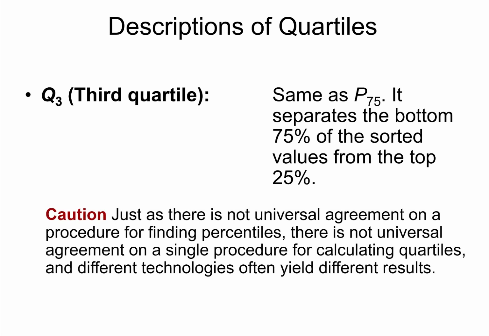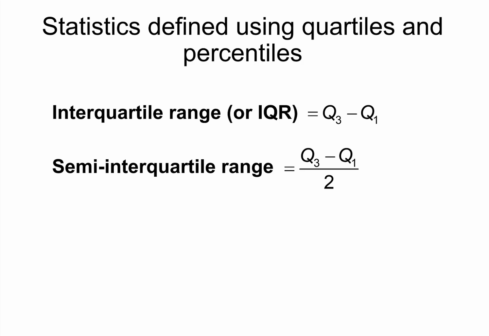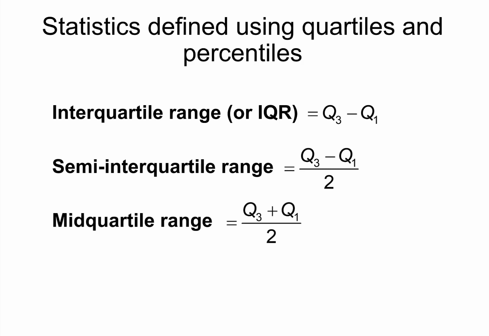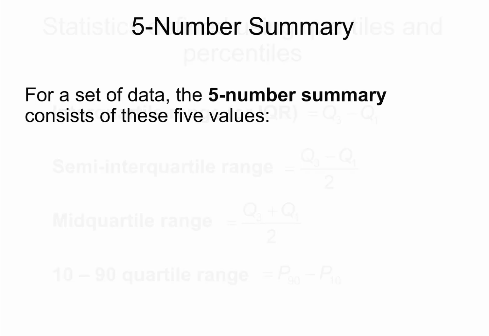And there's no universal agreement on the procedure for finding percentiles. So therefore, if you use different technologies, you may get different answers, and don't worry about it. They're going to be fairly close. Some other statistics are defined using quartiles: the interquartile range, which is a measure of variation, the difference between Q3 and Q1. The semi-quartile range, the mid-quartile range, and finally the 10 to 90 percentile range. So some other statistics that statisticians may use.